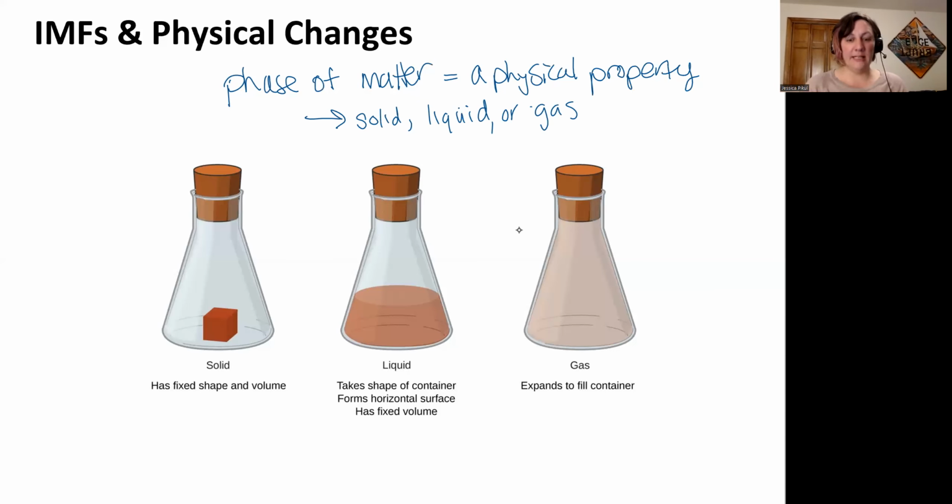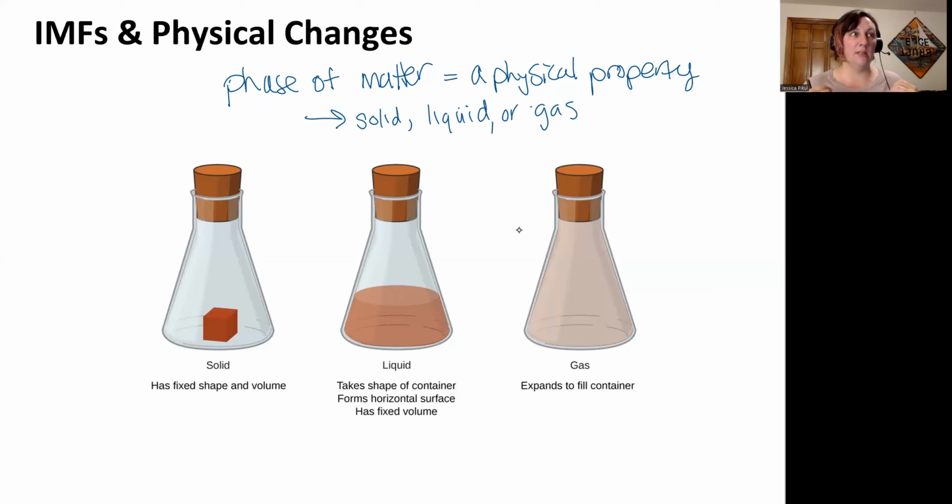And so a solid is going to be something that has a very fixed shape and volume. You could probably hold it in your hand. A liquid is going to have a fixed volume, but it's going to take on the shape of whatever container you put it in. So it has more movement to it. And a gas will not have a specific volume. It'll just expand to fill whatever container you put it in. So it'll take on the volume and the shape of the container it's in.